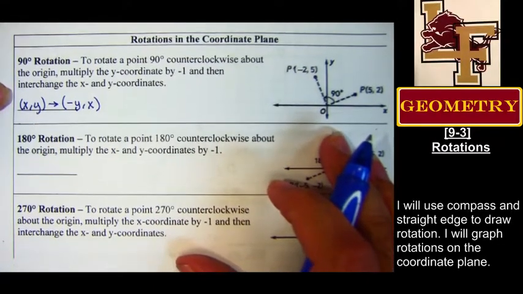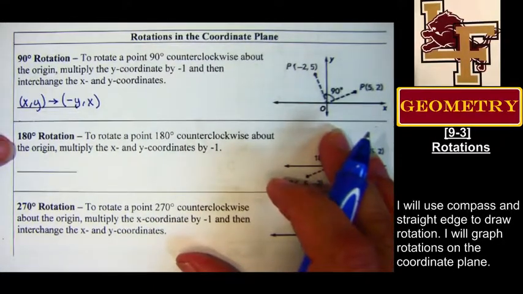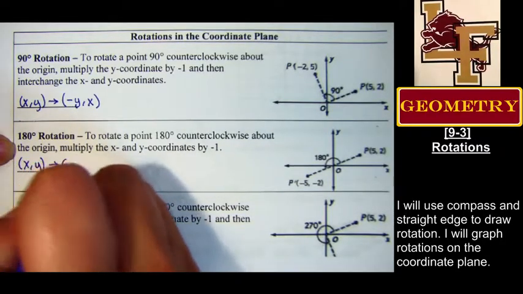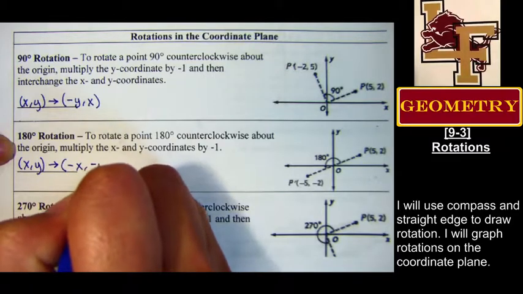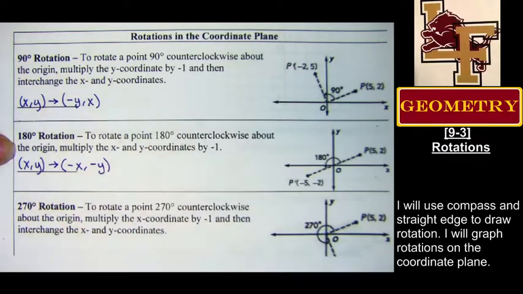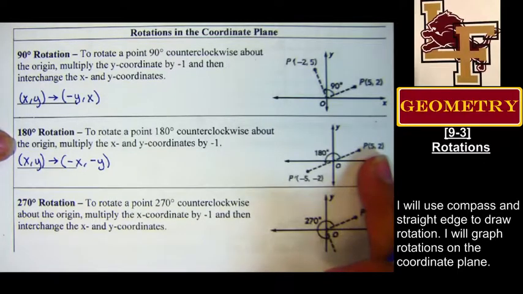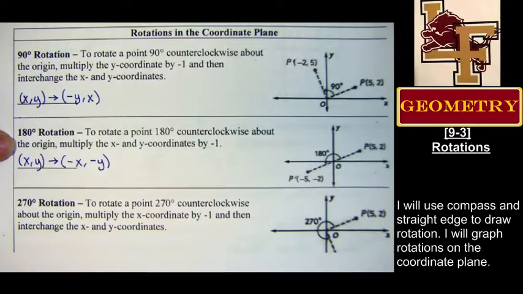For a 180-degree rotation, you're going to take your original coordinates, and you're going to multiply them by -1, but you're not going to change their positions. X stays in the X position, Y stays in the Y. You're just changing the sign. That's it.